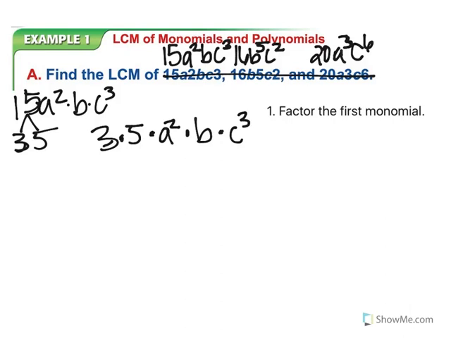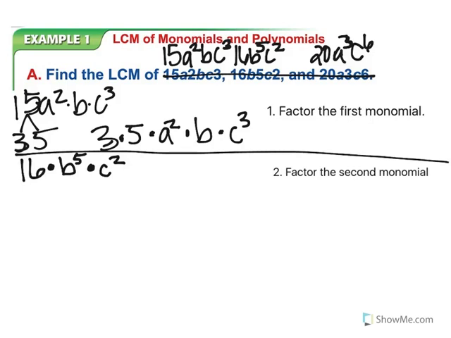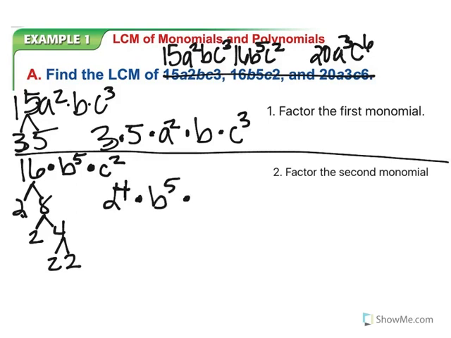Alright, so our second step, we're going to actually factor the second monomial. We need to do the prime factorization of 16. So this can split into 2 and 8. 8 splits into 2 and 4, and 4 splits into 2 and 2. So we can rewrite 16 as 2 to the 4th power times b to the 5th times c squared.